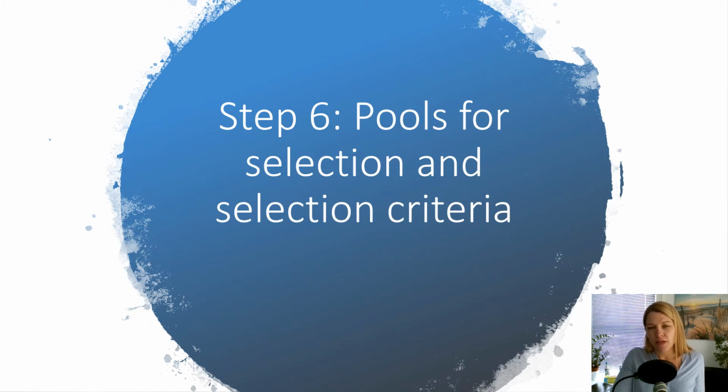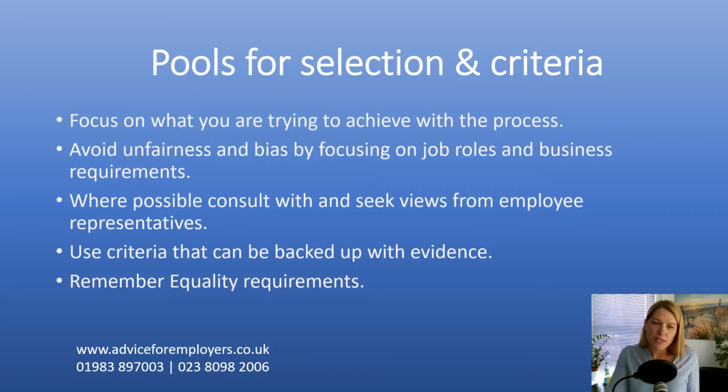Step 6, the pools for selection and selection criteria. Now, this is where you decide on which parts of the business or which parts of the workforce you're going to be reducing. And if, for example, you're reducing a particular sector in number, say by 50%, then you look at which employees you put into the pool or which roles you put into the pool and how you're going to select which employees are made redundant.